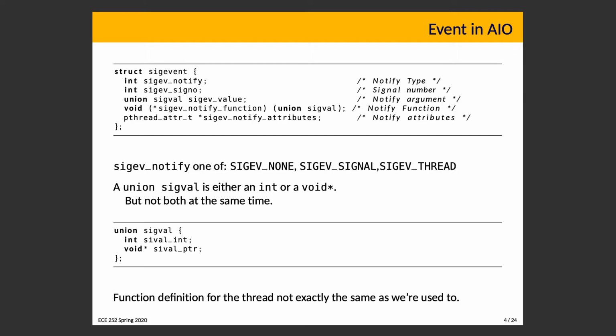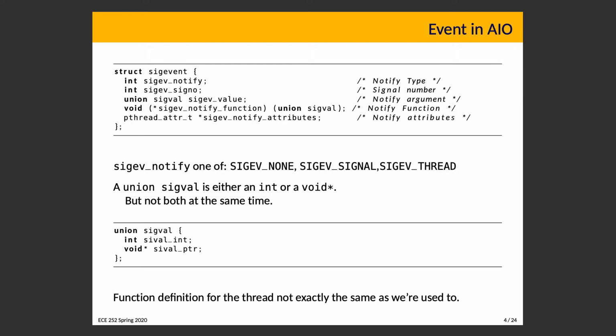Okay. If you choose SIGEV_SIGNAL, it means you specify a signal. You give a signal number, and it's generated when the request is finished. And SIGEV_THREAD is used to actually start a new thread. Okay, we'll come back to that. Let's focus on the signal part for now.